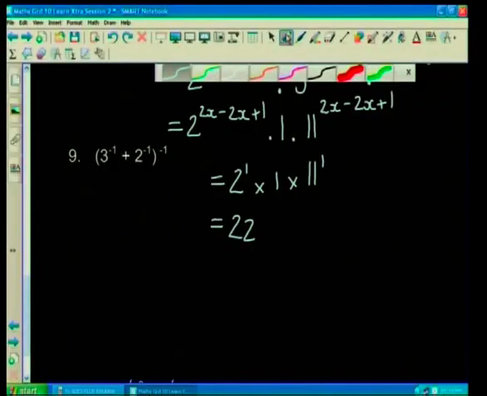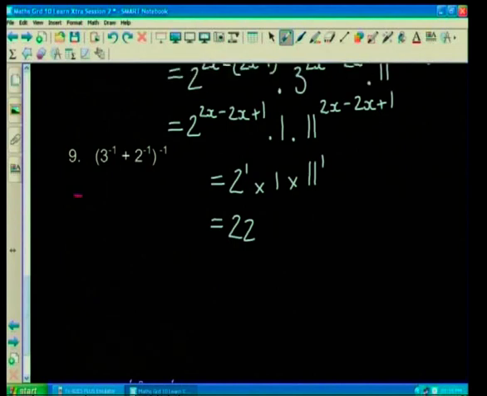Okay, let's do question 9 in a different color just so that it's clear which is separate. Now what gives us the clue that it is different from all of the other ones is that our bases are not the same and there's no chance of them ever being the same. Don't waste time trying to change them. What I'm going to do then is change them to a fraction. So rather than 3 to the negative 1, I'm going to make it 1 over 3. And 2 to the negative 1, I'm going to make 1 over 2.